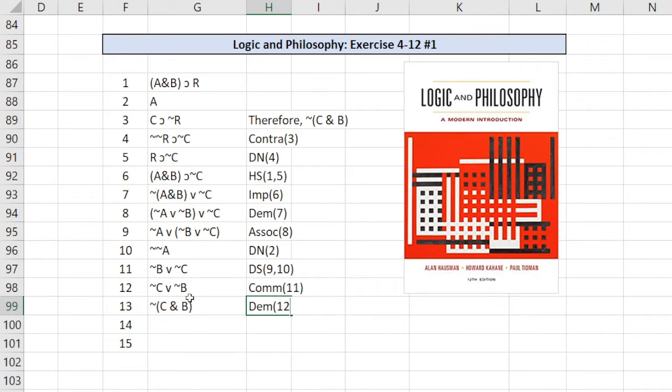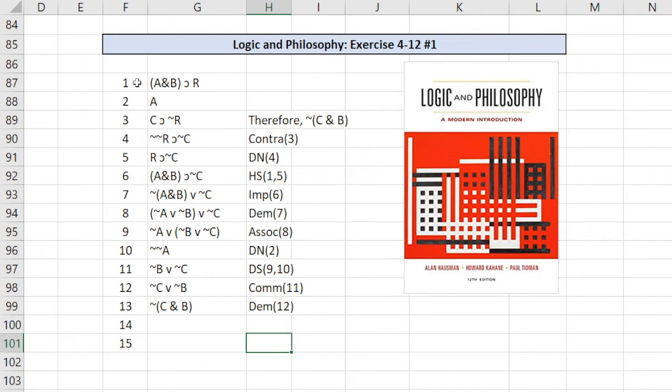If I can type this in, my goodness, 12. Okay, well, wait a second here. That's what we were trying to prove. That's the thing we tried to prove, which means this is the answer. Well, the answer is that it is a proof. This is a valid proof. So that's it. Now let's look at it retrospectively to make sure it all makes sense.